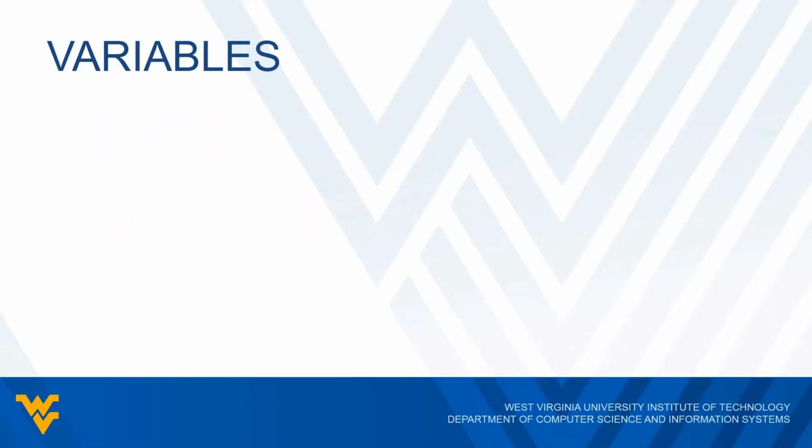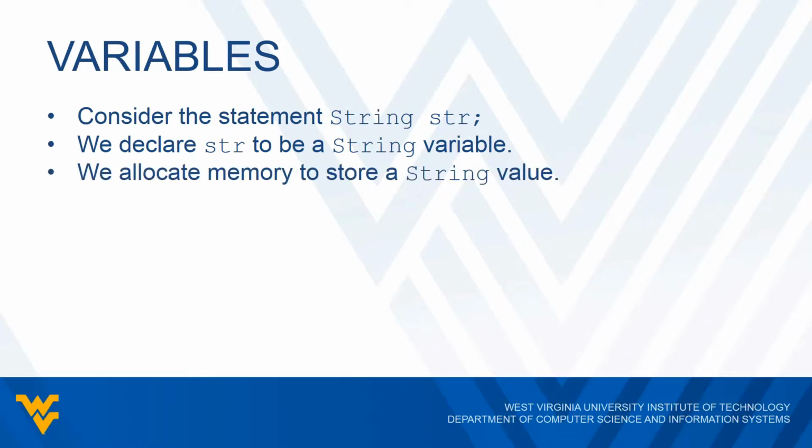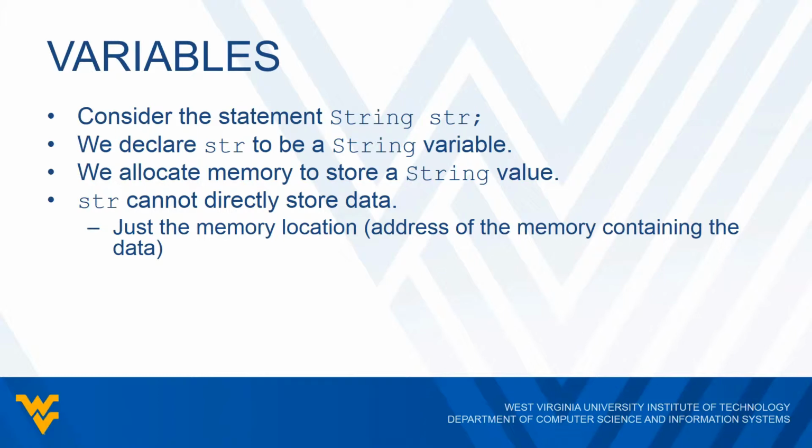Now, what about strings? Let's say I have the statement string str. This is saying that we declare str to be a string variable. Because we're declaring it, we're allocating memory to store a string value. So far, this looks like the same thing as an int variable. But the key difference is for string variables, we cannot directly store data. So str does not store the value of the string. All it can do is store the memory location.